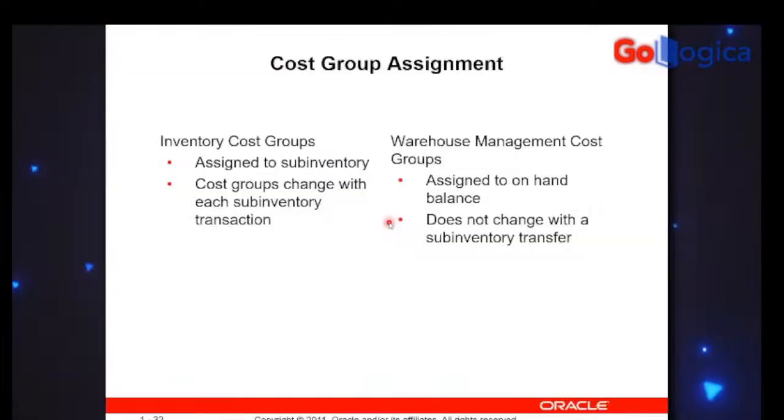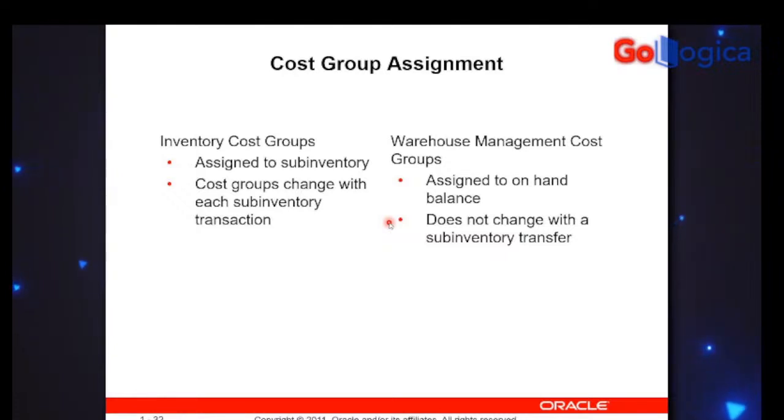Okay. Yeah. So if you see here, the cost group assignment, these things will be coming under the rules section. We will have to write rules so that these things will be taken care of. So inventory cost groups and warehouse management cost groups, what is the difference? In inventory, it will be assigned to the sub inventory, but in WMS, it is on the on hand balances only.